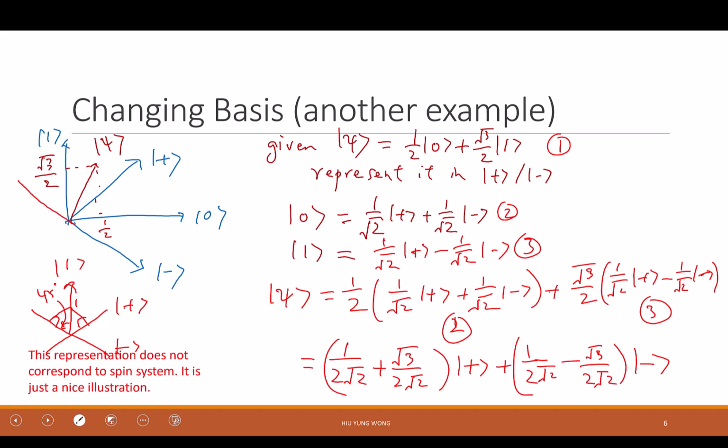Everything is in phases, plus and minus. It's not wrong, but it's useless for us because now you try to have three bases, plus, 0 and 1. They are not orthogonal. Good point.